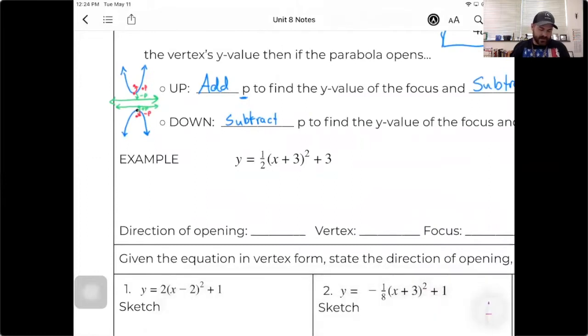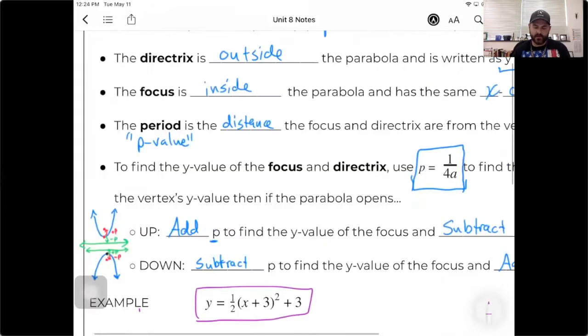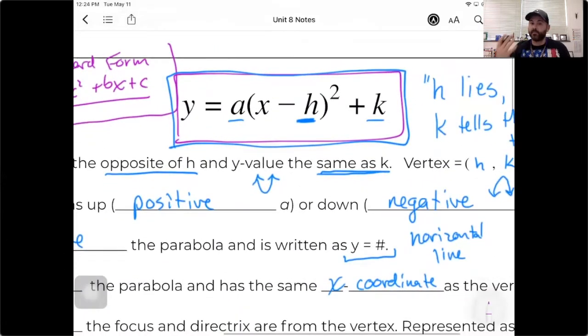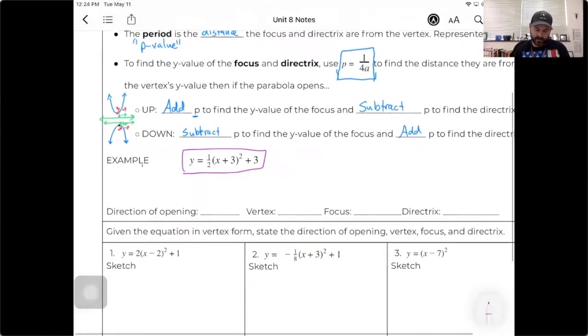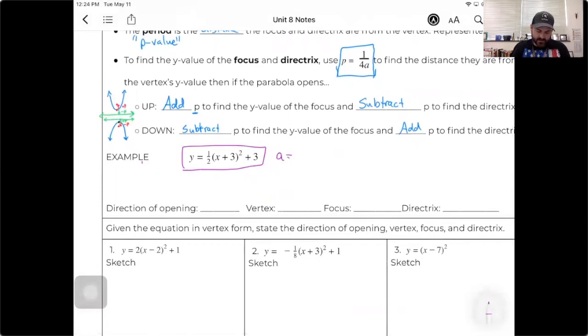Okay, so I've got a quadratic function here in vertex form. You'll notice a couple things from our format up here. That number in front, a, is the number 1/2 here, okay? So our a value is the positive 1/2. Since a is positive, that means the direction of opening is up. So my picture is going to look like this. Okay, my sketch is going to kind of look like that.